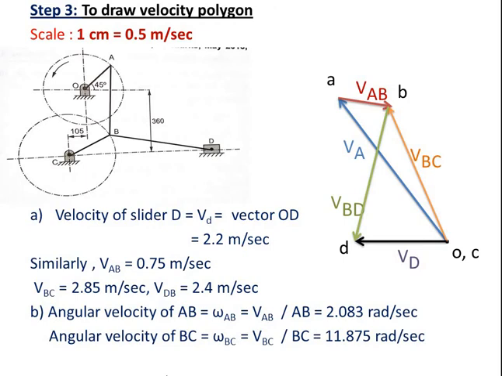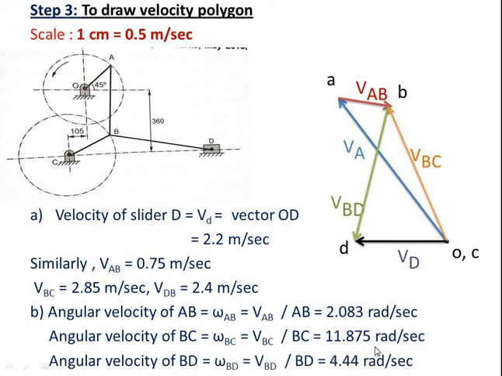Similarly, we can find angular velocity of BC, omega BC, equal to velocity of BC, which we have found out earlier, divided by length of BC, that is the actual length of the link. After calculating, it will give you value as 11.875 radian per second. And similarly, we can get angular velocity of link BD, omega of BD, equal to velocity of BD divided by length of BD, equal to 4.44 radian per second.